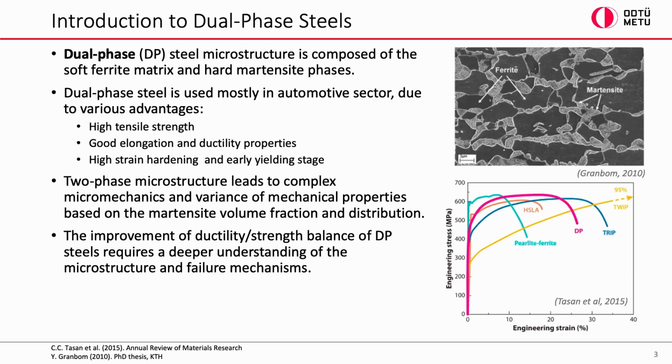This steel is mainly used in the automotive industry because of its high strength hardening in the early stage and good elongation properties. However, this two-phase microstructure leads to complex micromechanics, and based on the martensite volume fraction and martensite morphology, it can lower the formability of the material. So it is important to understand the mechanisms in this regard.